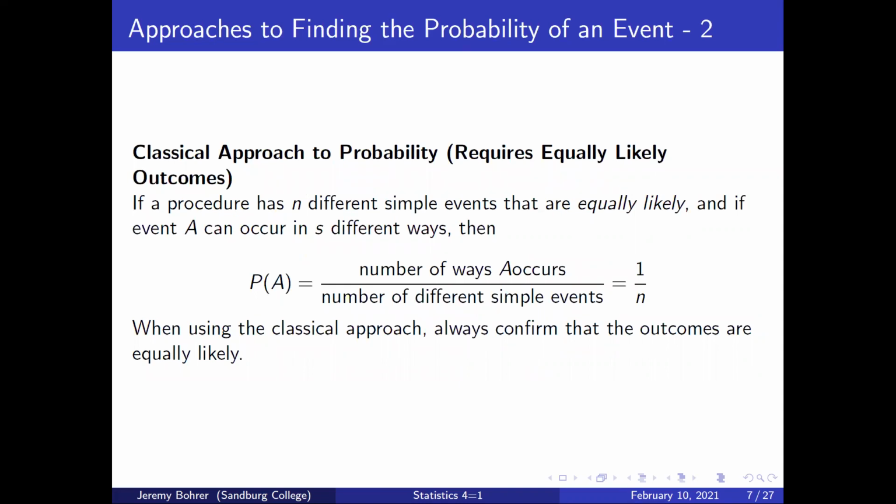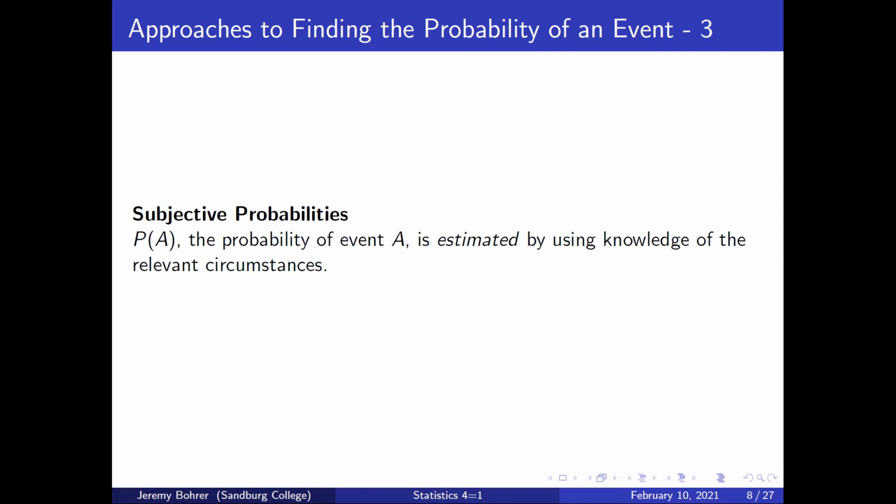Classical approach to probability, which requires equally likely outcomes. If a procedure has n different simple events that are equally likely, and if event A can occur in s different ways, then the probability of A equals the number of ways A occurs divided by the number of different simple events, which is s over n. When using the classical approach, always confirm that the outcomes are equally likely. For subjective probabilities, P(A), the probability of event A, is estimated by using knowledge of the relevant circumstances.